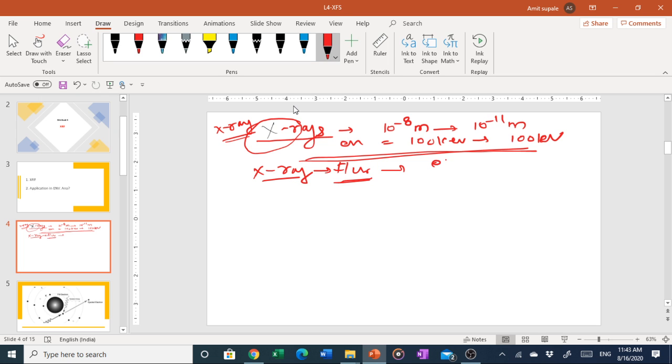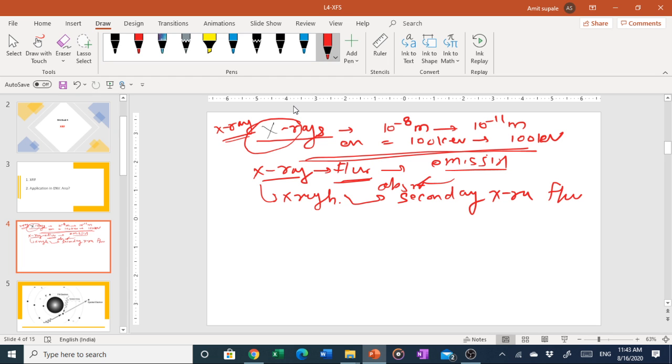So fluorescence is nothing but emission. Okay, so for this emission the first step must be absorption. So in X-ray fluorescence, the primary X-rays are first absorbed by a particular sample and then they emit secondary X-rays again, and that's why it is termed X-ray fluorescence. So simply, I will show you in a diagram.